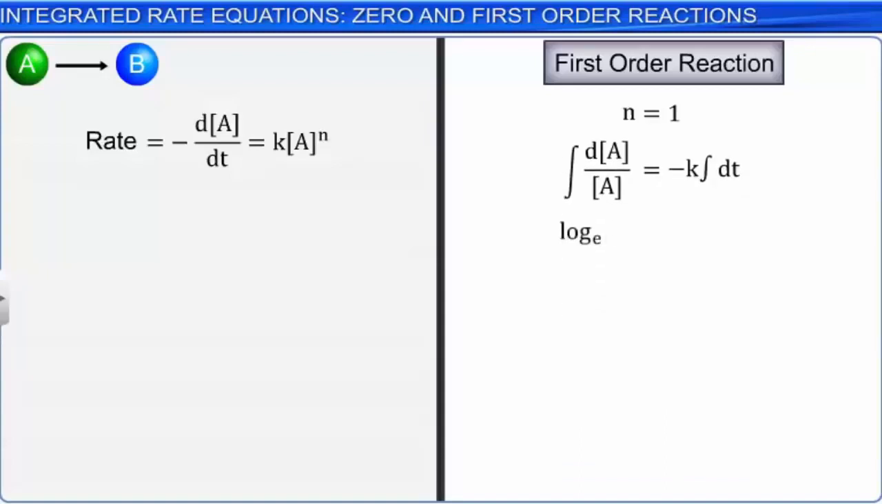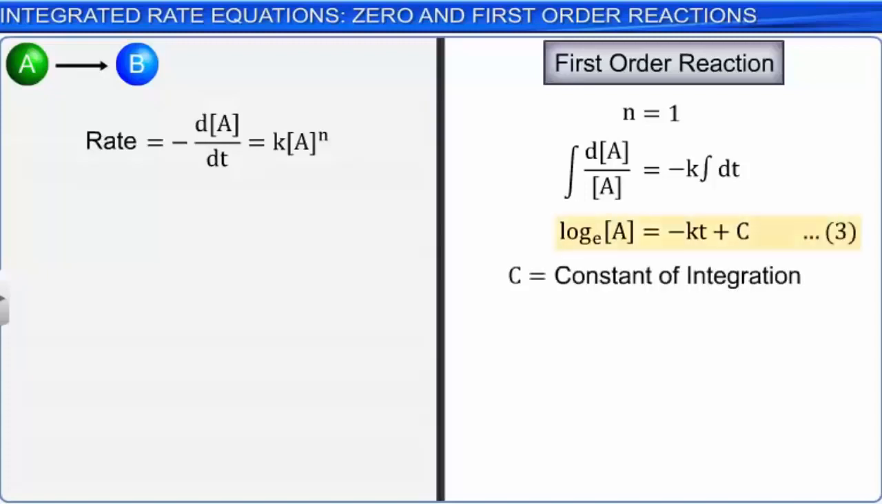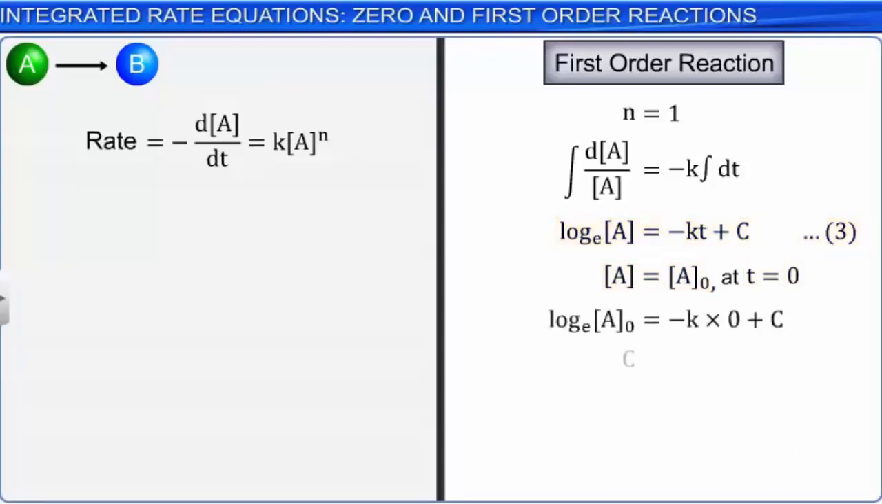log concentration of A to the base e is equal to minus k multiplied by t plus C, where C is the constant of integration. Let this be equation 3. Let the concentration of reactant A be A0 at time t equal to 0. Substituting the value of A0 at time t equal to 0 in equation 3, we get C is equal to log concentration of A0 to the base e.